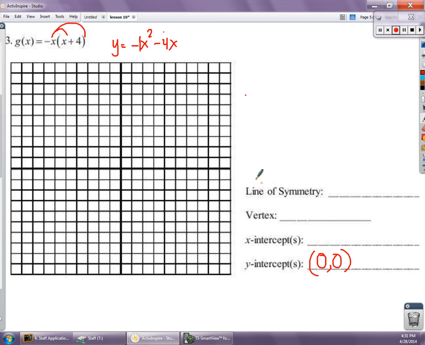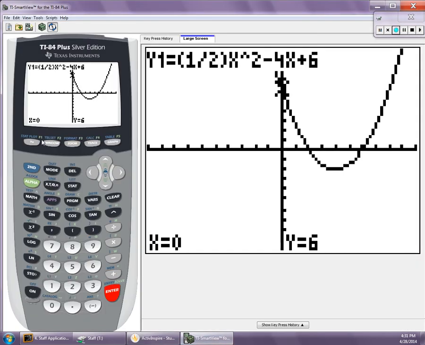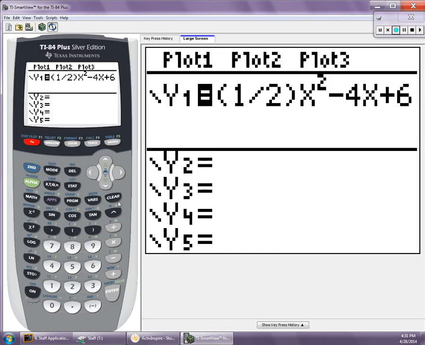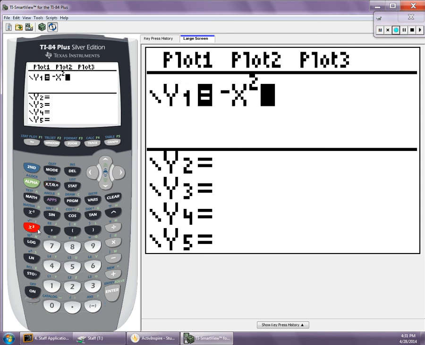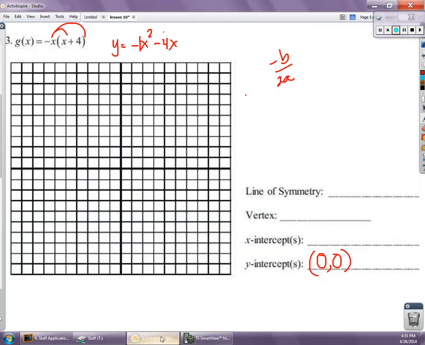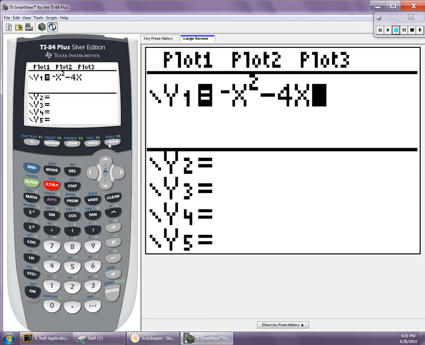To find the vertex, I could use negative b over 2a, but I'm just going to do it on the calculator. So now the equation is y equals negative x squared minus 4x. I think that was the equation. Yep. Click graph.